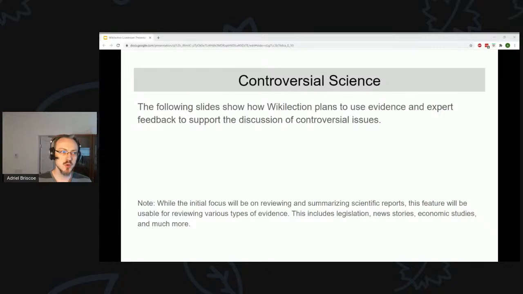So in this presentation, we'll be going through a few slides to show how Wikilection plans to use evidence and expert feedback to support the discussion of controversial issues. Now, the session is named around science and controversial science, but in the end, this can be used for really anything that you rely on expert feedback for. So some examples that aren't science might be something like an economic paper, or even the types of things that a journalist might use to prove that their story is true, or that something happened.